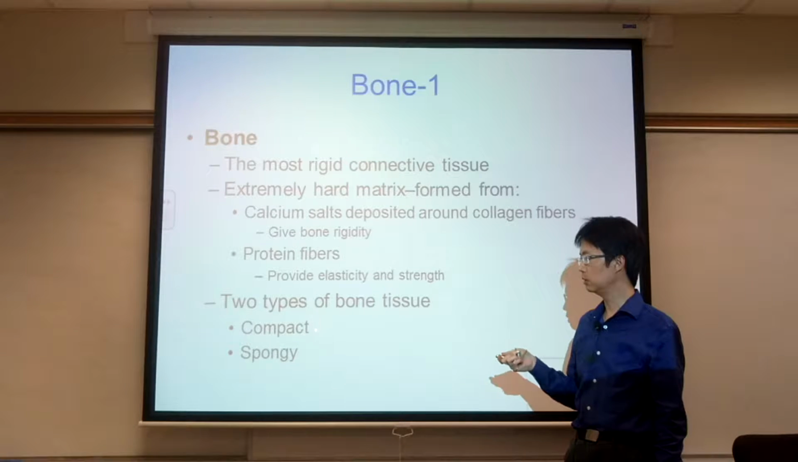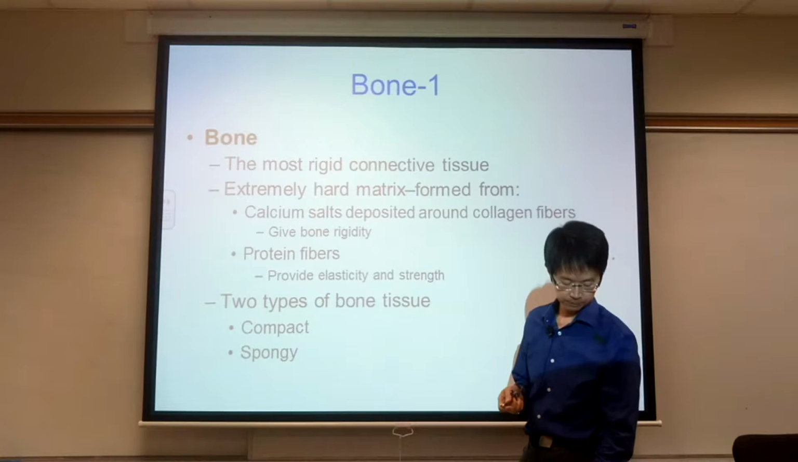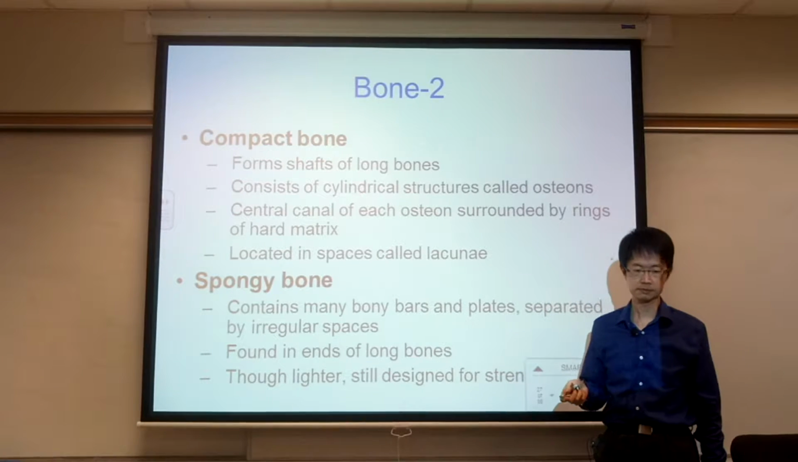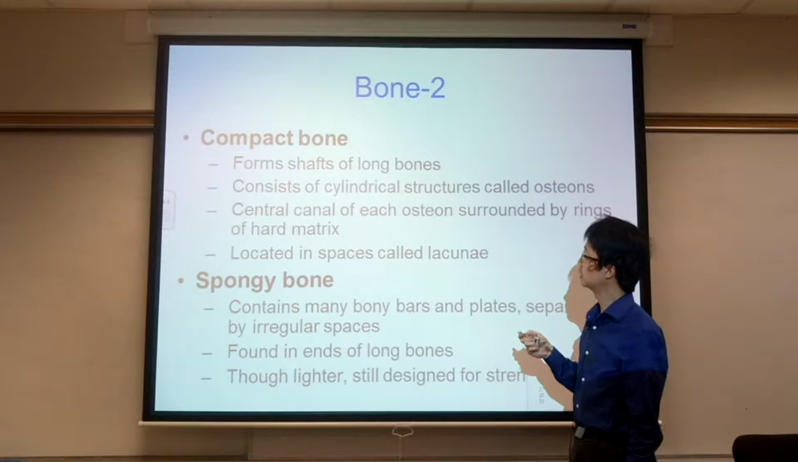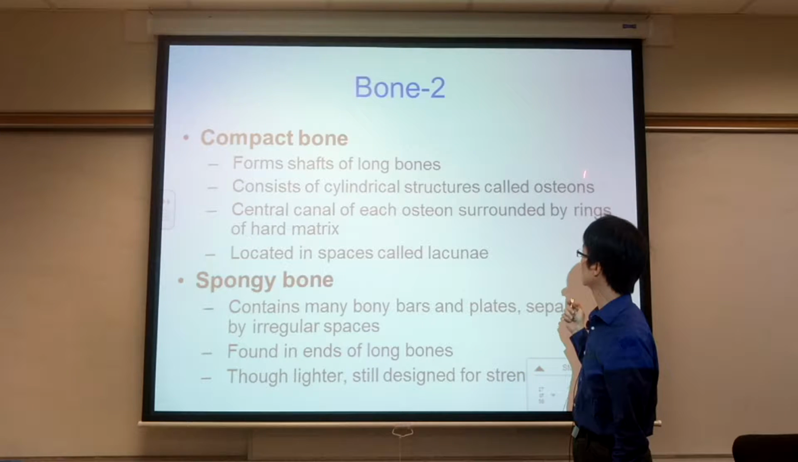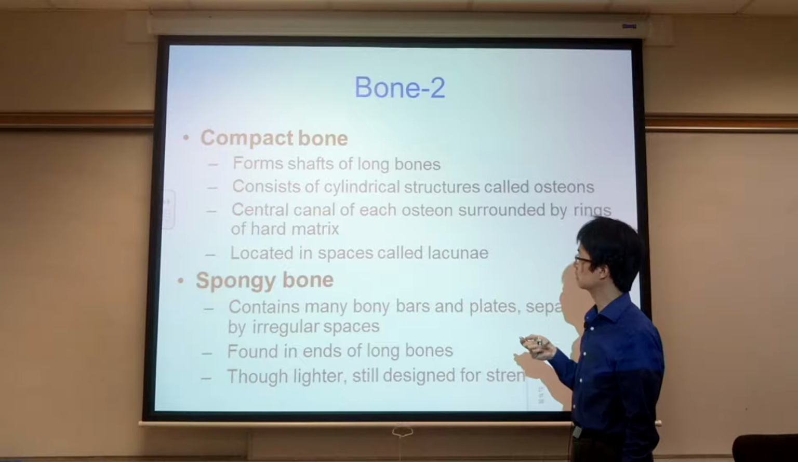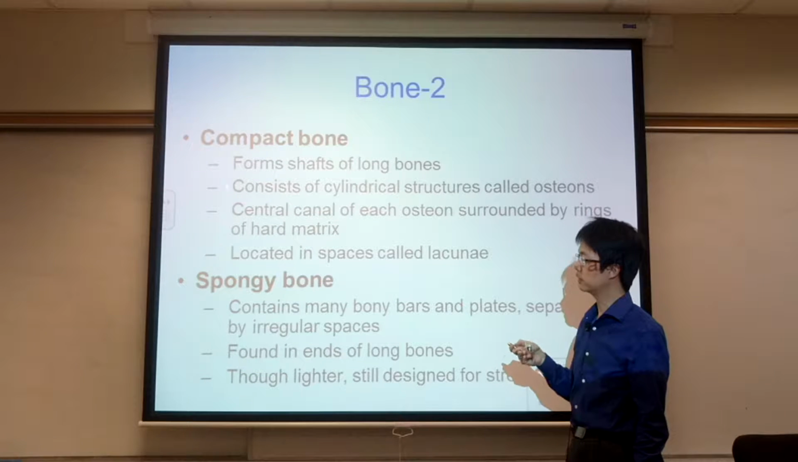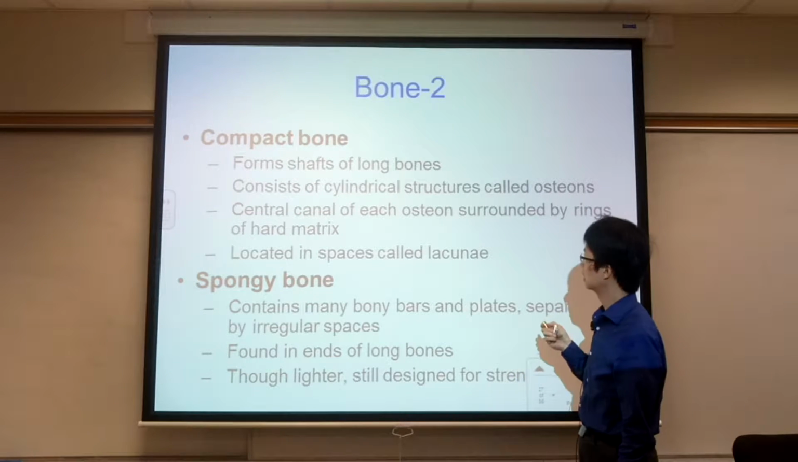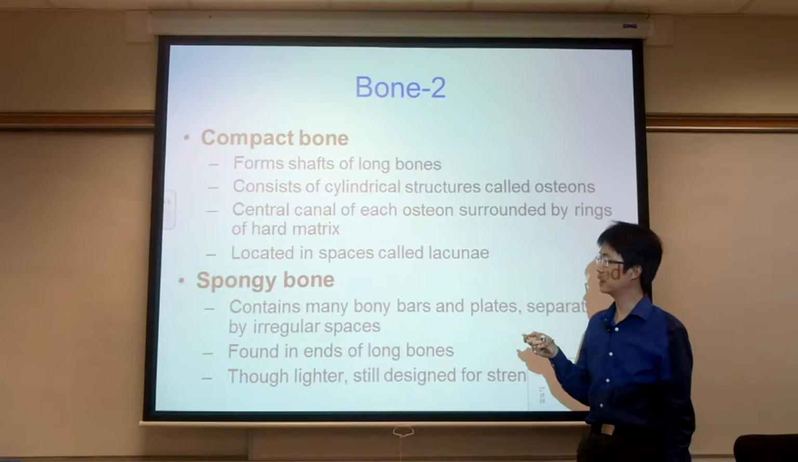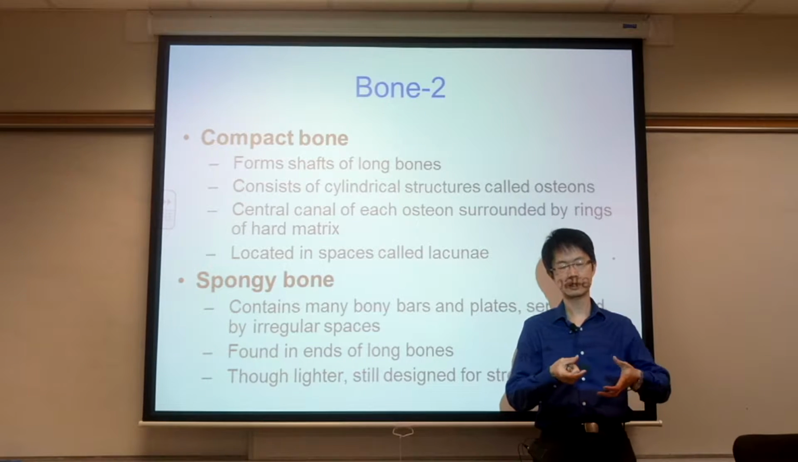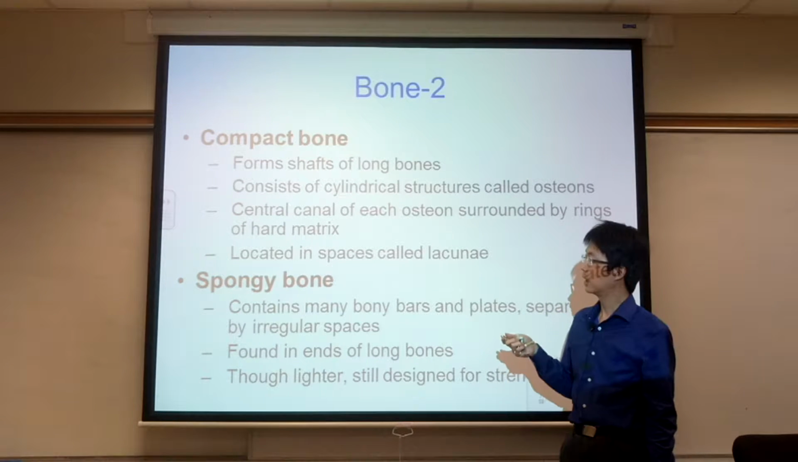There are two types of bone: compact bone and spongy bone. Compact bone forms the shaft of the bone. They have something called osteon. In the center of the osteon, we have something called the central canal. The central canal is surrounded by a matrix, and it's like a tree ring. It literally looks like a tree ring. The entire tree ring is called osteon.